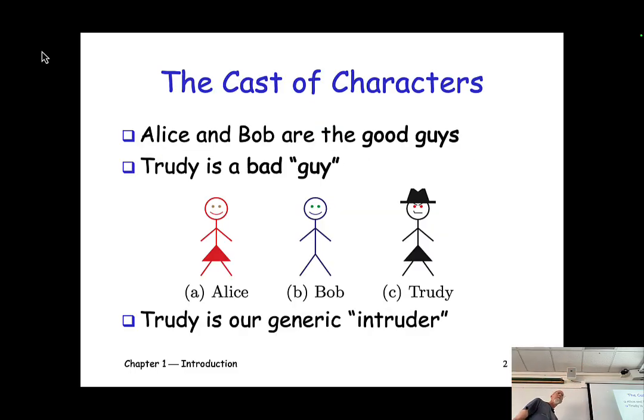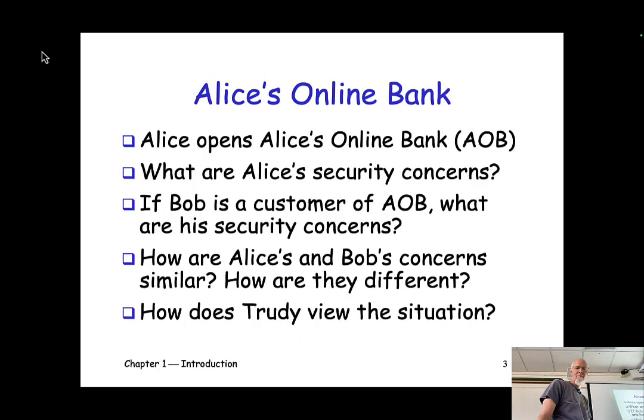We need good guys, we need bad guys. So our good guys are Alice and Bob. Used to be A and B. That's really boring. Now we have Alice and Bob. Trudy is kind of our universal bad guy. Some books will be really cute and they will have Trudy as the intruder and Eve as the eavesdropper, and they come up with all these clever names for different bad guys. We just use Trudy most of the time. Trudy serves as our bad guy for everything. And you can tell Trudy's the bad guy because she's got a black hat.